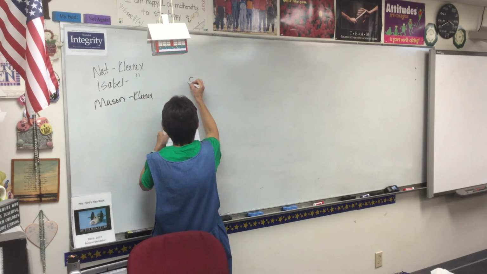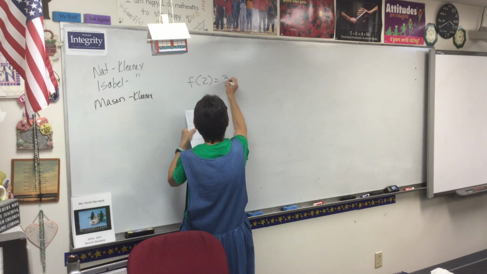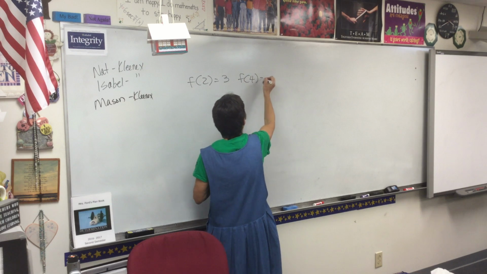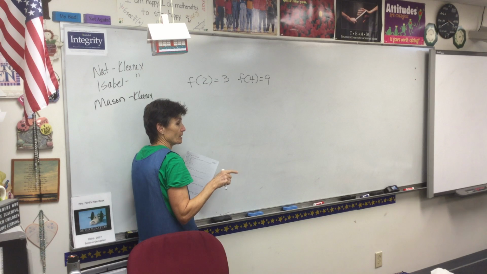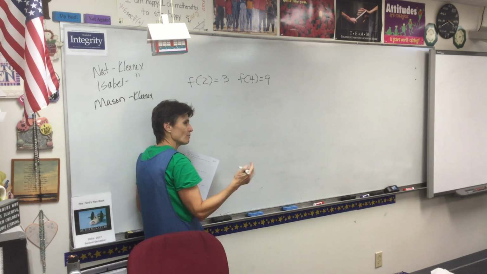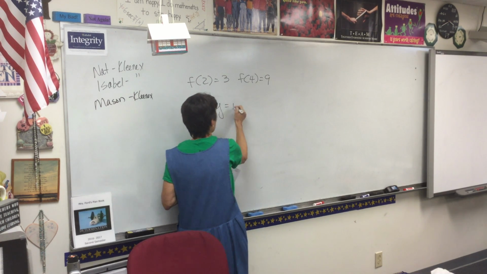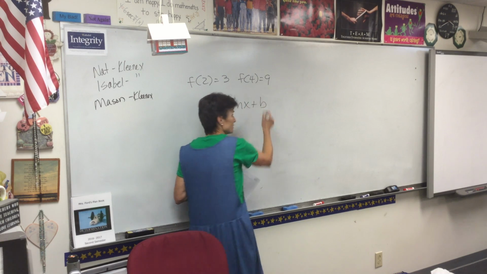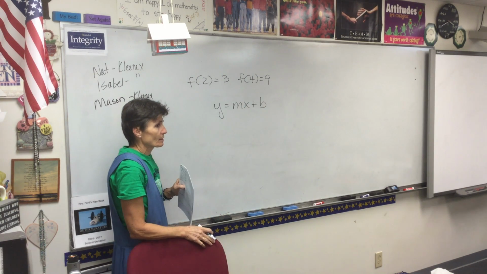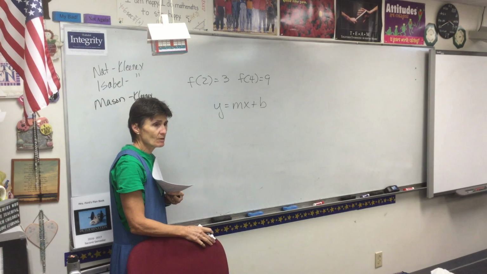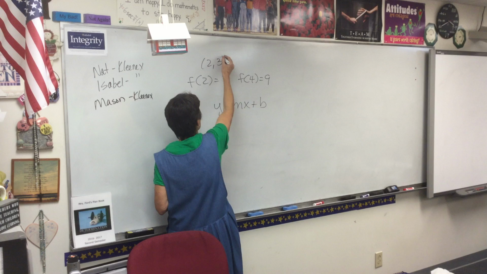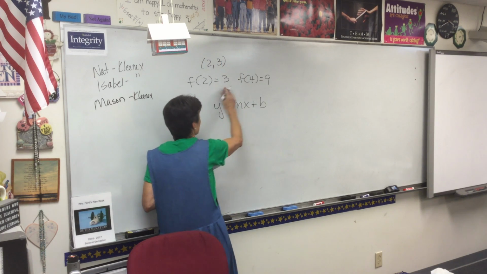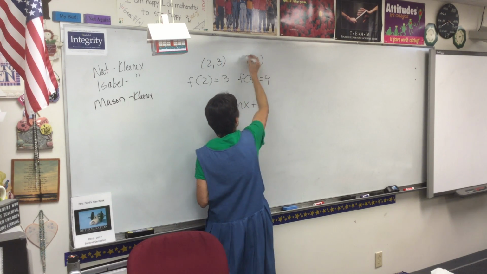It just says slope. f of 2 is 3 and f of 4 is 9. And then it says write the linear function. What pops into your head? Linear function. Points. y equals mx plus b. Line, linear. So our points are 2, 3 and 4, 9.